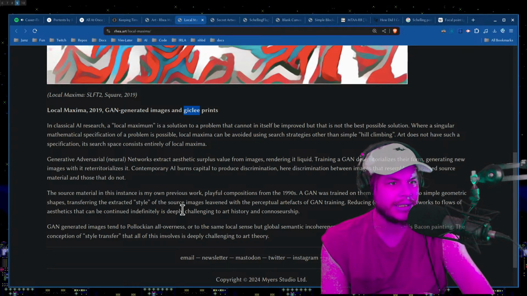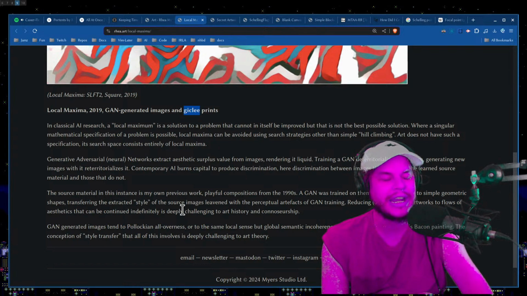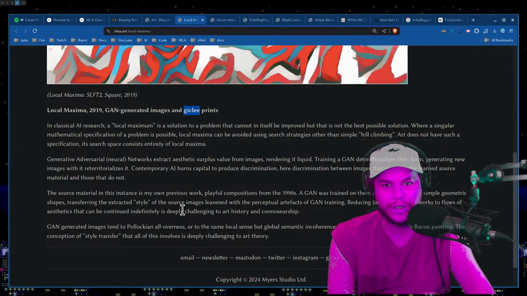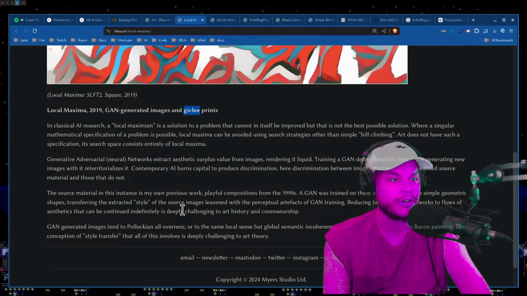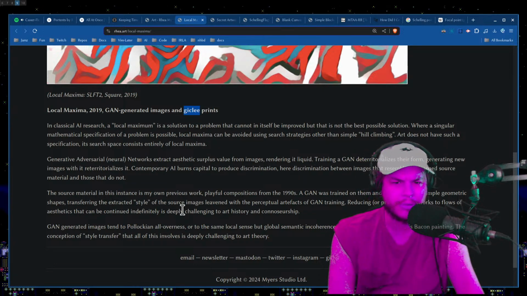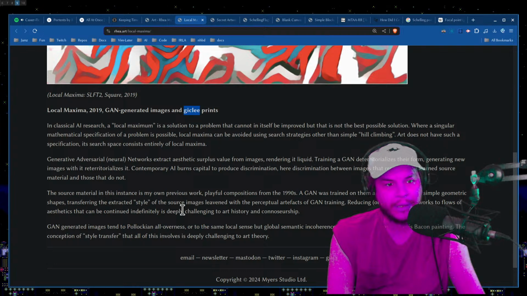Training a GAN deterritorializes their form, generating new images, and then re-territorializes it. Contemporary AI burns capital to produce discrimination. Here, discrimination between the images that resemble the learned source material and those that do not. The source material in this instance is my own previous work, Playful Composition from the 1990s.